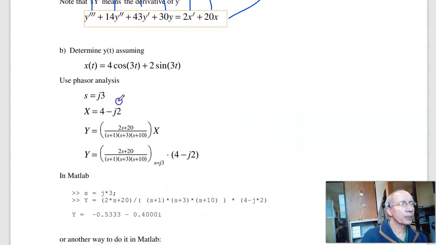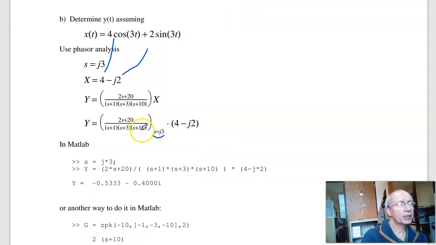Part B says if the input is a sine wave, find the output. Well, in this case, both sine waves are the same frequency, so that's S. This is true everywhere. All I care about is what's the gain at S equals J3. My input, using phasor notation, is 4 minus J2. The real part is cosine, minus J is sine. The output then is just the gain times the input.